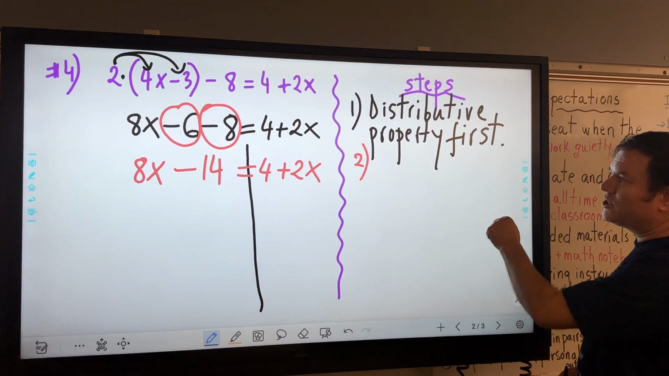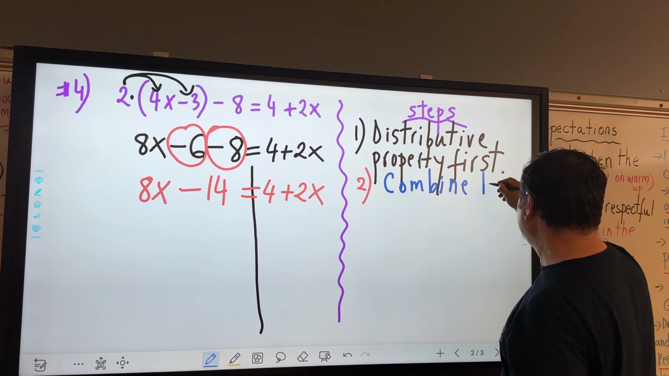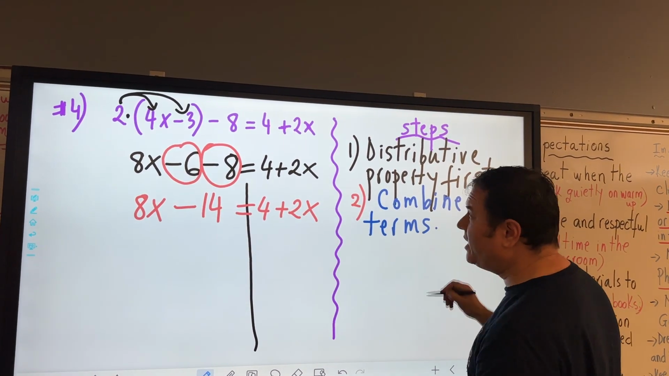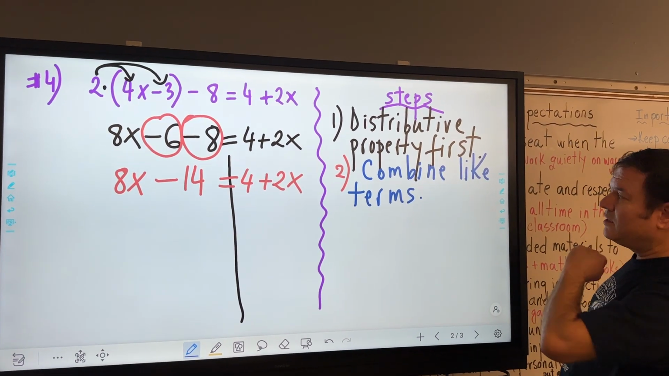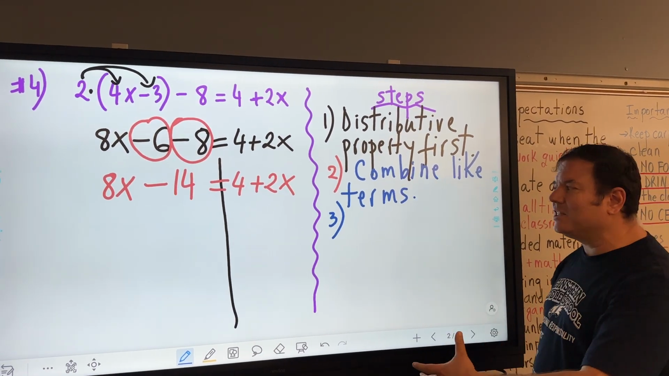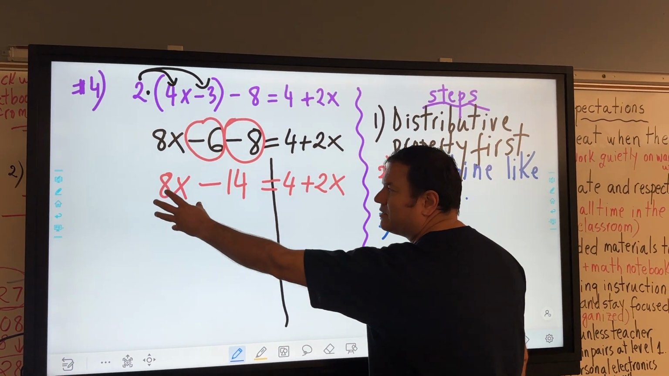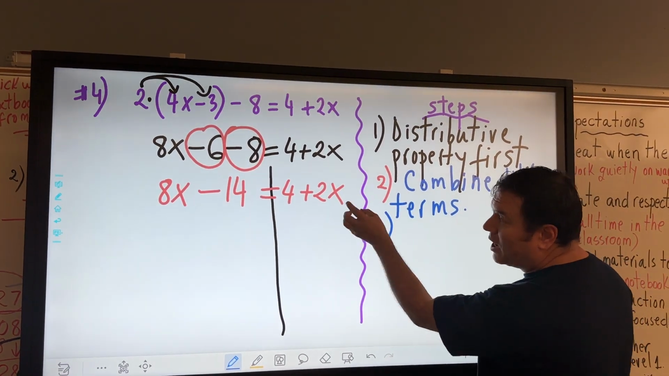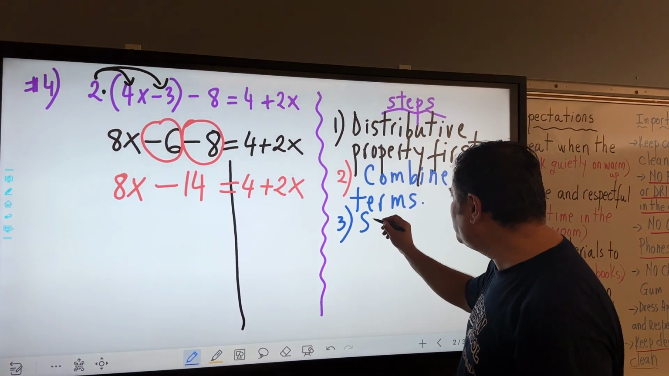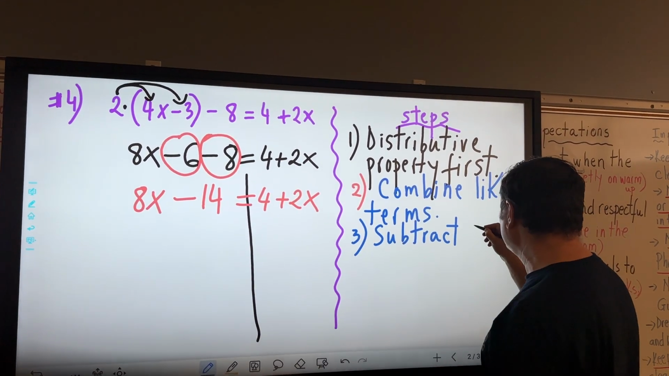So step number 2 was to combine like terms. And we did. We combined negative 6 and negative 8. Step number 3, remember we have to bring all the variables to one side of the equations by, again, what's better to do? Subtract 2x or subtract 8x. And of course, it's better to subtract 2x in order for us to keep the variable positive. So let's subtract 2x on both sides.